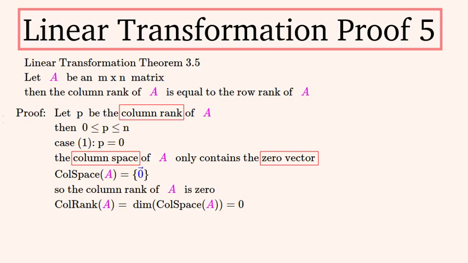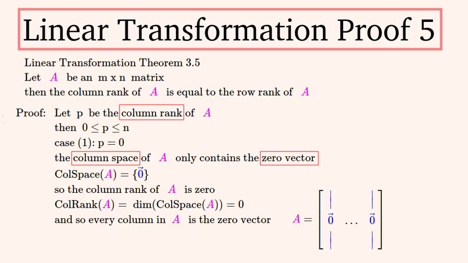I'll just write out this equation showing that the column rank of A, the dimension of the column space of A, is equal to 0. So every column of A is the 0 vector, because that's the only linear combination of the 0 vector that we can make. And we can write out the matrix A being filled with 0 column vectors. I've used long vertical lines that show that these 0 vectors span the height of this matrix.